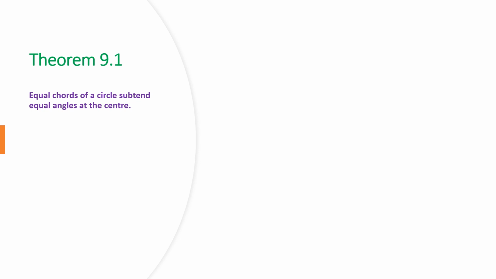The first theorem, theorem 9.1. The 9 stands for the 9th chapter, otherwise the first theorem on circles. What it says is: equal chords of a circle subtend equal angles at the center. It means equal chords subtend equal angles at the center. Let's get into it a little bit more.